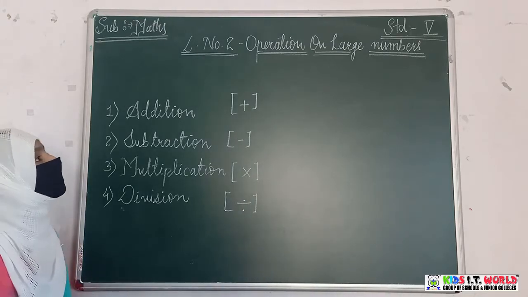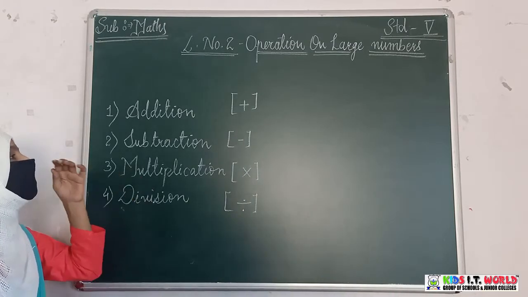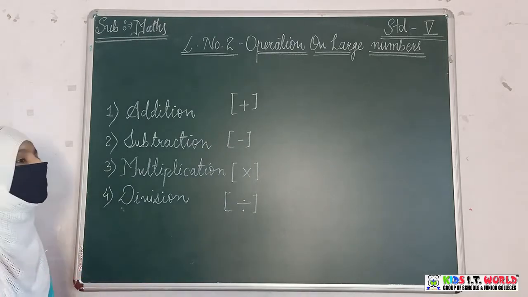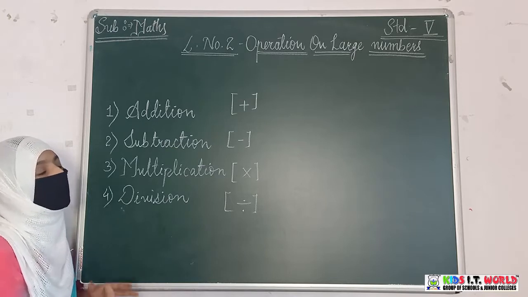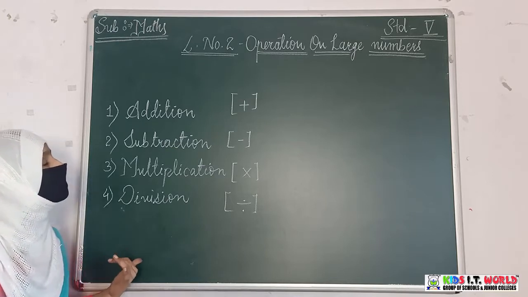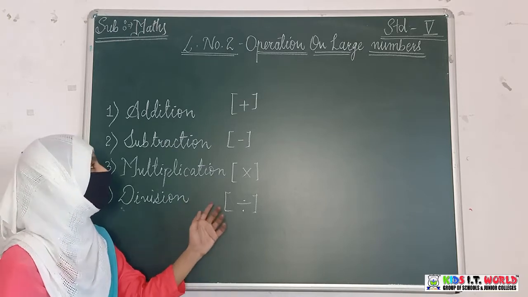Let's start with the second lesson, operations on large numbers. In the previous lesson, we learned about large numbers, what they are, how many types there are, and how many digits there are. In this lesson, we will do operations on large numbers.